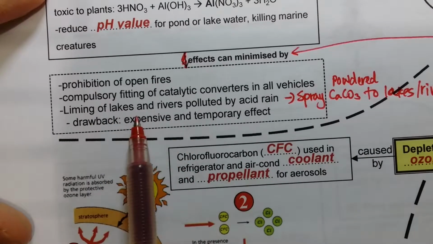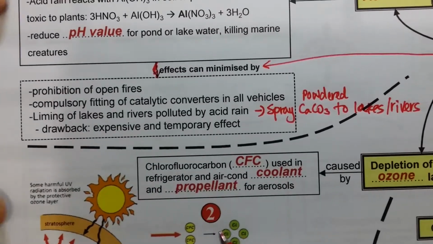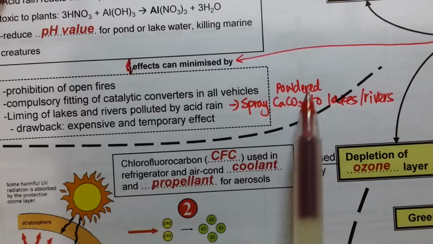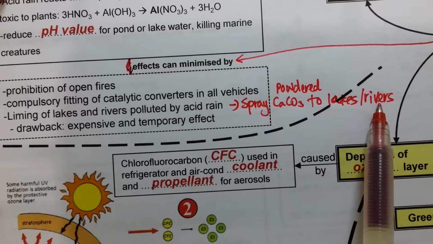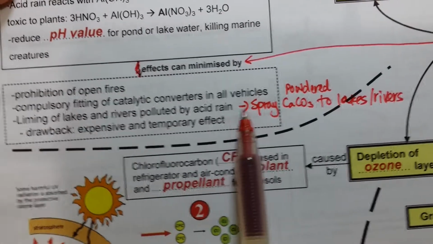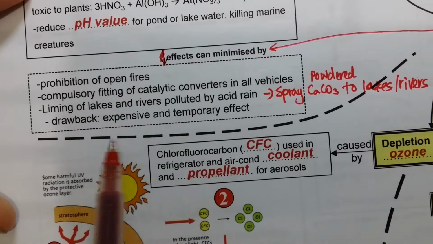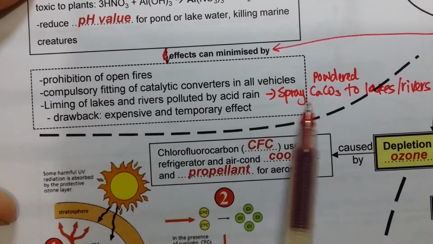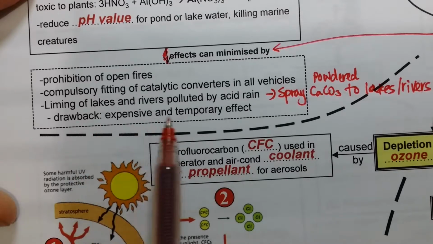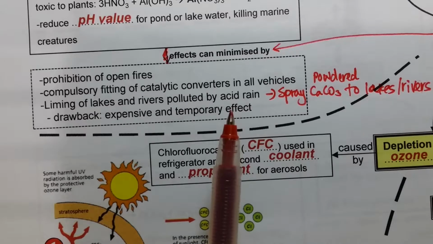Okay, liming of lakes and rivers polluted by acid rain. What people do is spray powdered calcium carbonate to the lakes or the rivers to neutralize the acid in the rain. But the drawback of this liming of lakes and rivers is it is expensive and the effect is temporary. Why is it temporary?